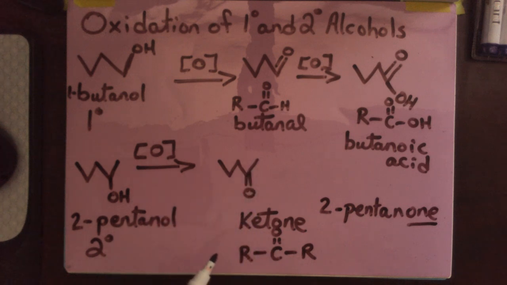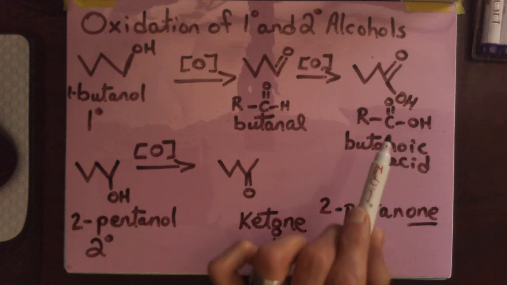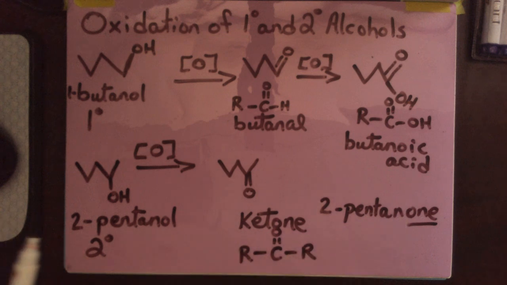And the ketones come from the secondary carbon, but there's no more oxidation, so you can't keep going to make the carboxylic acid.